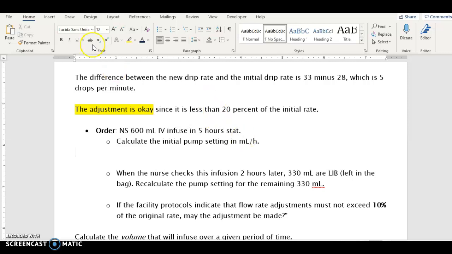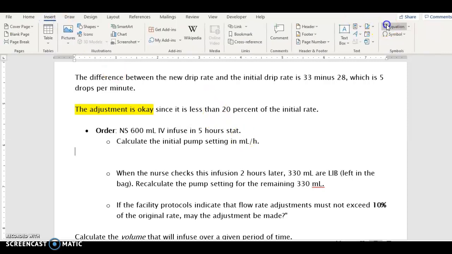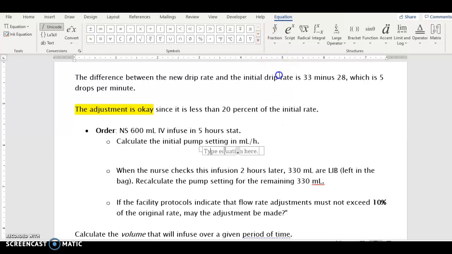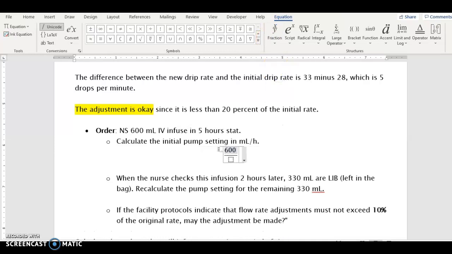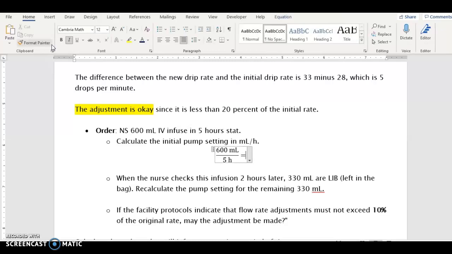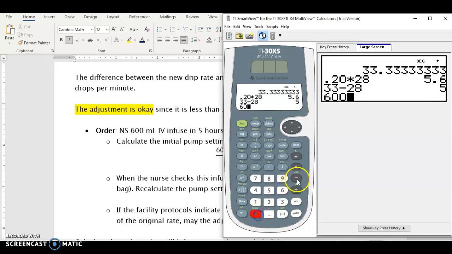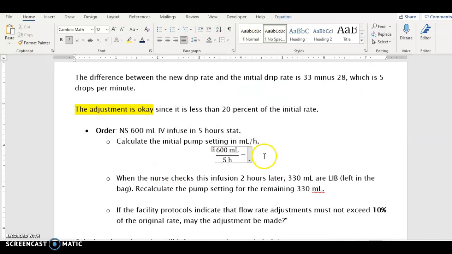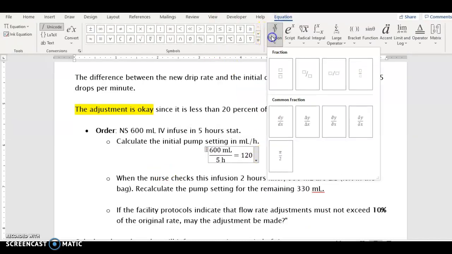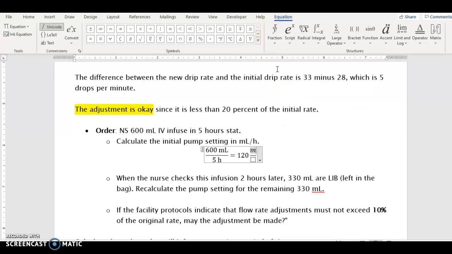So remember, flow rate is equal to volume divided by time. The volume of the infusion is 600 milliliters. The amount of time is 5 hours. You can punch that into your calculator. So 600 divided by 5 is equal to 120. So the initial pump setting is 120 milliliters per hour.